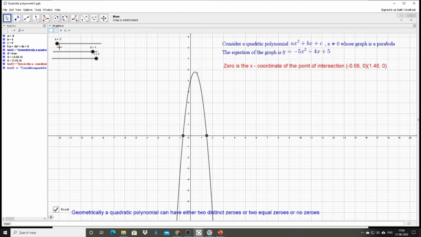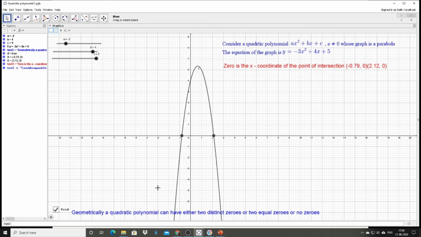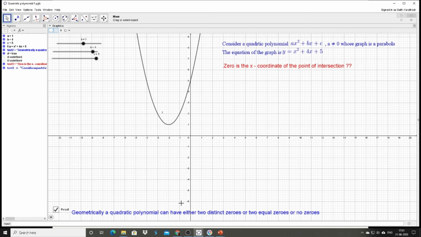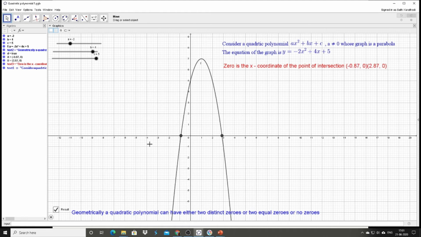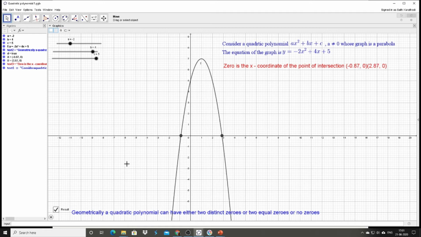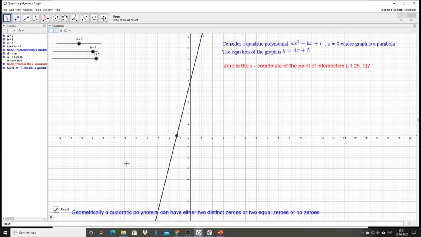When A is negative, the graph opens downwards, and when A is positive, the graph opens upward. Now, when we consider the points of intersection, in some places the graph intersects the x-axis at 2 points, in some places exactly at 1 point, and in some places at no points.